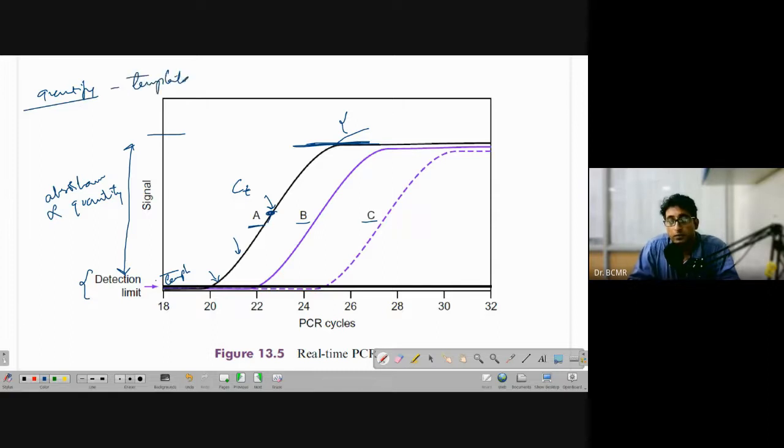So if you look at how much template is present, and it is giving lower CT values, that means the template is high in concentration.